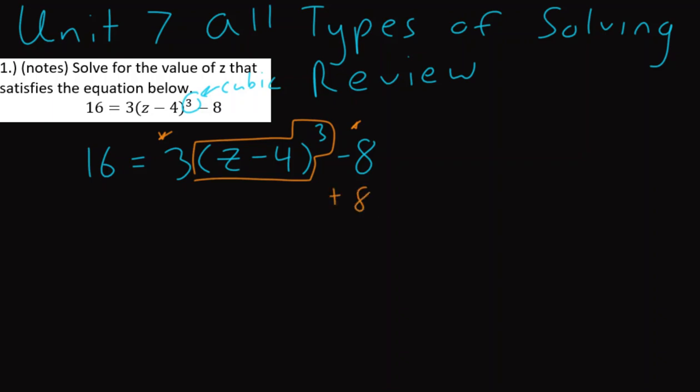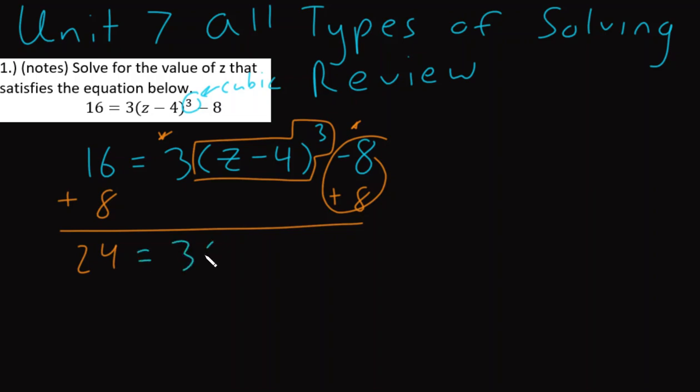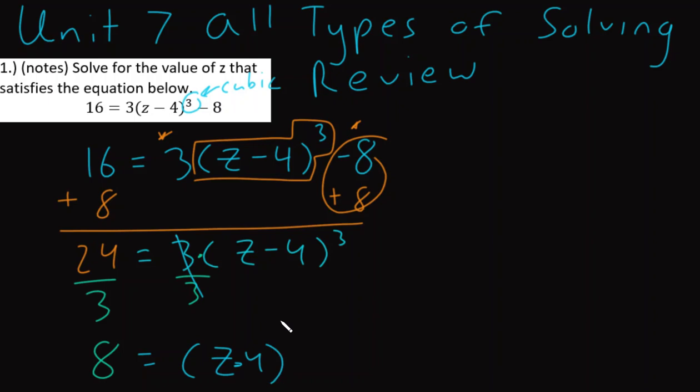So we can add 8 to both sides, and from here 16 plus 8 is 24. Okay, so we now have 24 is equal to 3 parentheses z minus 4 cubed. Now at this point, how do we get rid of our multiplication? Well, the opposite of multiplication is, of course, division. We'll divide both sides by 3. Now from here we can say 24 divided by 3 is actually 8. And rewriting the rest of this, we have 8, those cancel, parentheses z minus 4 cubed.